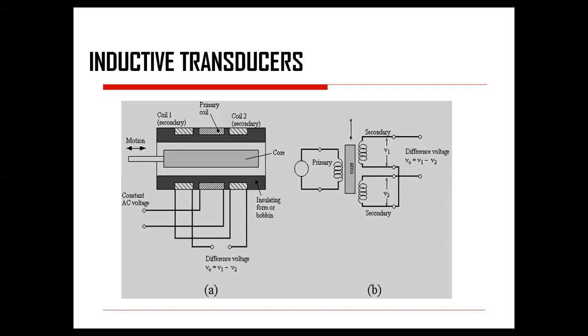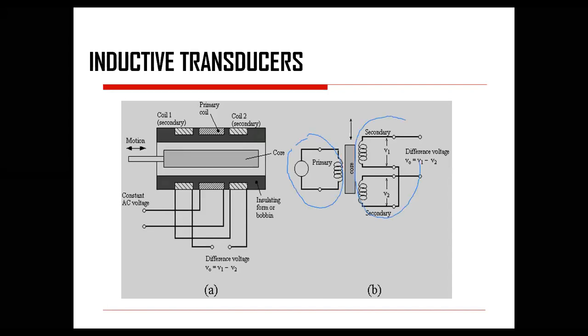With reference to the concept which I have explained, that was the basic concept, but this LVDT is an inductive type of transducer that can be used for the measurement of displacement. In this one, this particular part is the primary, these are the two secondary coils, and this is the core to which we are applying the displacement. I will show you the brief working of this LVDT for the measurement of displacement.